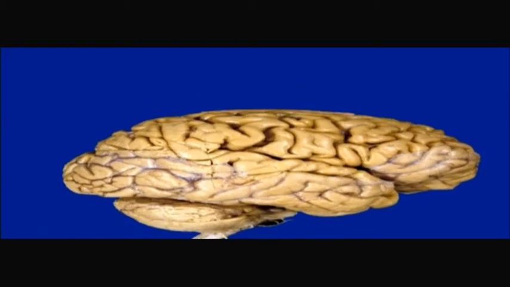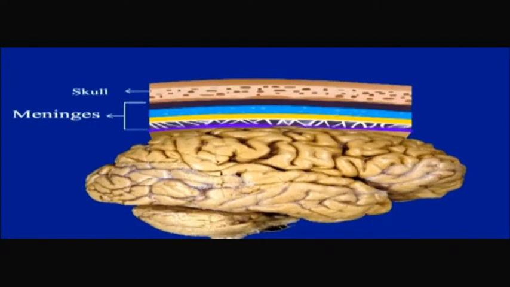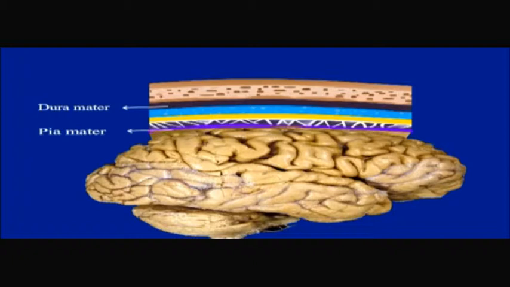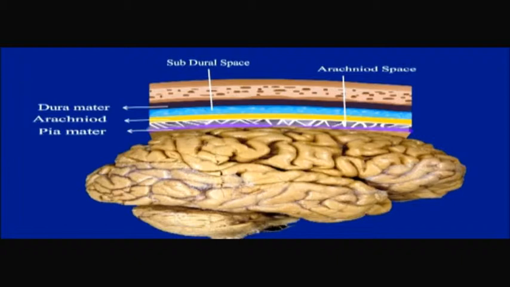Brain and spinal cord both are covered by three membranes called meninges. The outermost layer is a tough, fibrous and non-vascular layer called dura mater. The inner layer is called pia mater. The middle membrane is called arachnoid membrane. The space between dura mater and arachnoid membrane is called the subdural space. The space between arachnoid membrane and pia mater is called the subarachnoid space. Both subdural and subarachnoid space are filled with a fluid called cerebrospinal fluid.